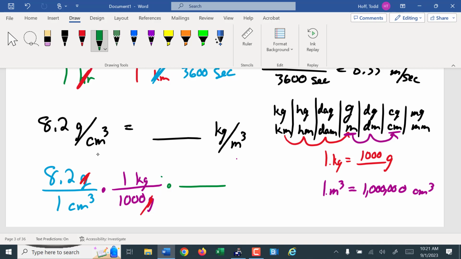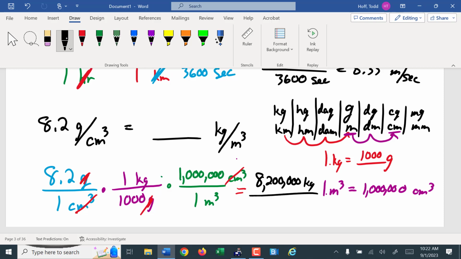To get rid of the centimeters cubed, I put my 1 million centimeters cubed on top, over my 1 meter cubed on bottom, and the centimeters cubed cancel out. Now there's going to be some big multiplication here. 8.2 times 1 kilogram times 1 million is 8,200,000 kilograms. On bottom, 1 times 1,000 times 1 cubic meter is 1,000 cubic meters.